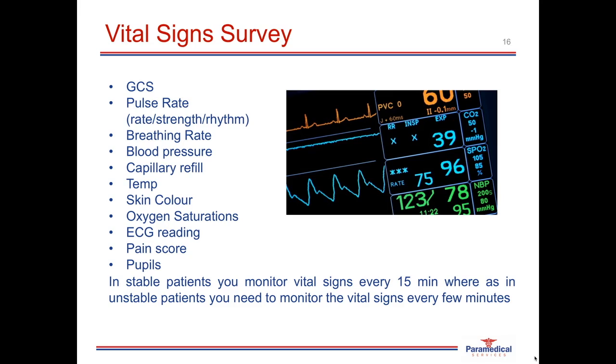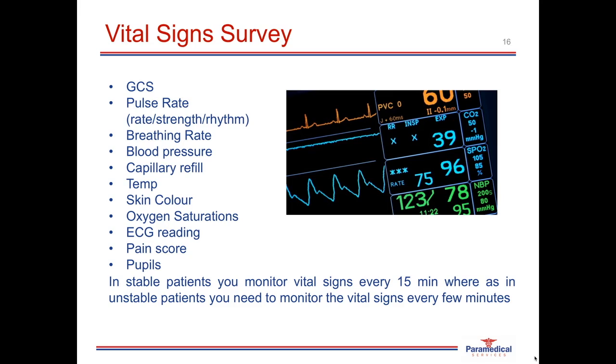Our vital signs include things such as the person's Glasgow Coma Score or GCS, assessing the pulses, that means the rate, the rhythm and the strength, respiratory rate, blood pressure, capillary refill, the temperature or skin temperature, skin color, oxygen saturations, ECG readings, pain scores, and pupil reactions.